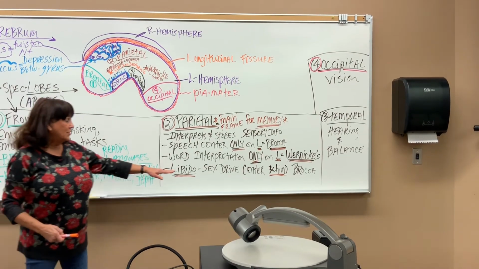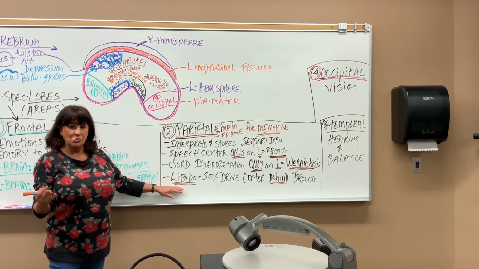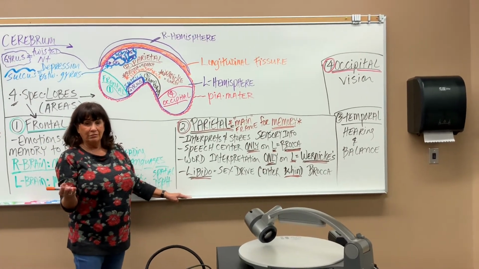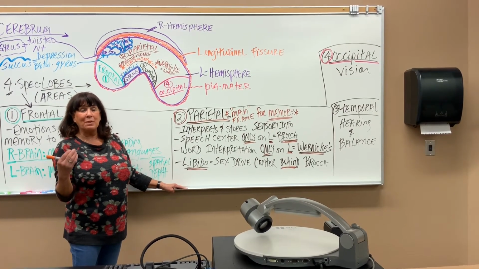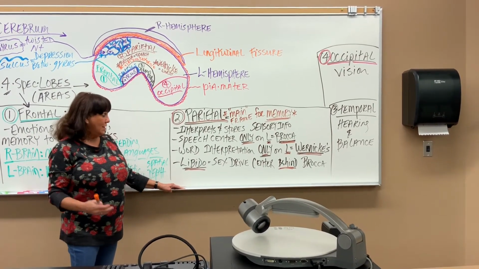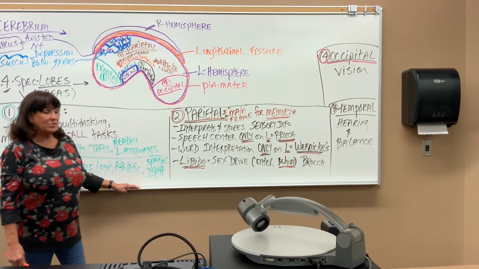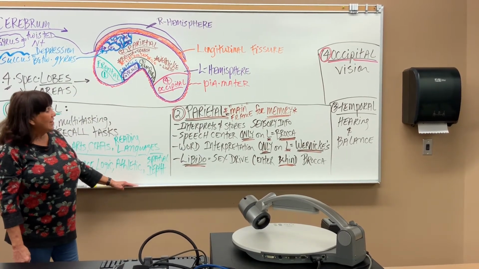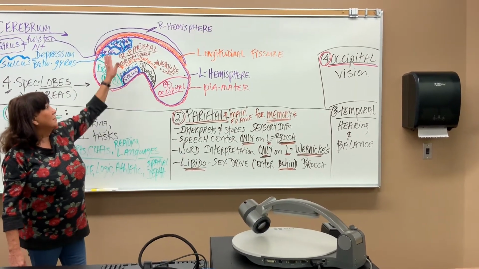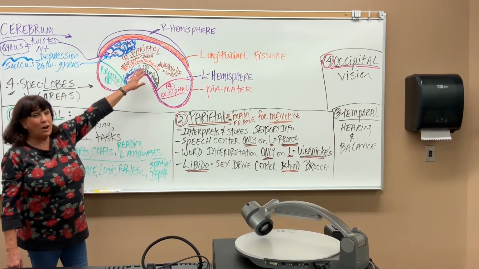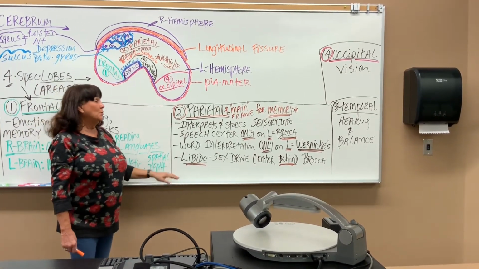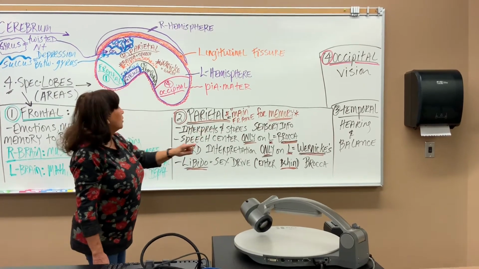And so this is the center that basically tells you how sexy you feel, okay? It's influenced by your sex hormones, obviously, but this is called the sex drive center, right? All right, so that's everything about the number 2 area, which is the largest, the parietal lobe. And then we're going to do the temporal lobe, okay?